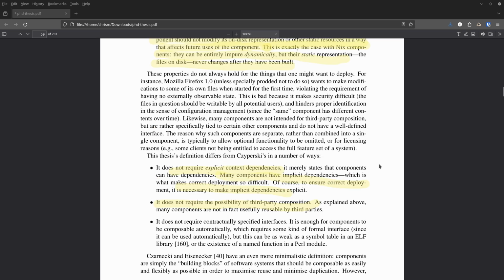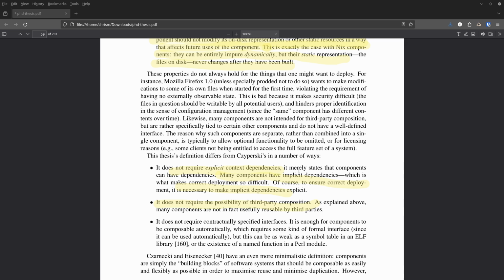His definition of component differs from Szyperski's in a number of ways. It does not require explicit context dependencies. It just says that components can have dependencies. Many components have implicit dependencies, which is what makes correct deployment so difficult. Of course, to ensure correct deployment, it's necessary to make implicit dependencies explicit. And what he's actually going after here is this notion of the runtime dependency scanning step in Nix, where you don't explicitly name runtime dependencies in a Nix expression that composes a derivation.